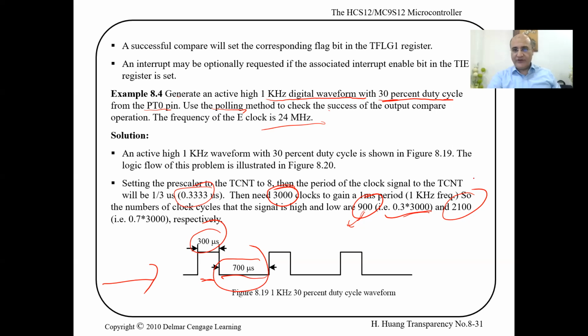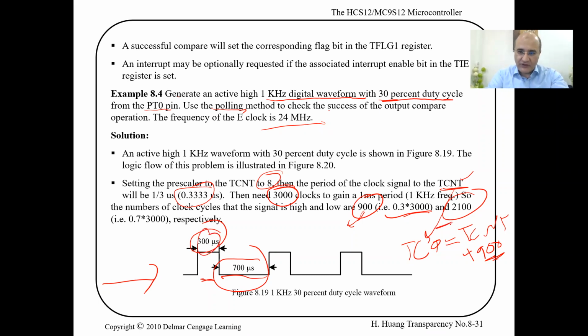Now we need to configure the TCNT clock prescaler. Then we need to say, go get the TCNT timer value, copy it to the TC0 plus 900. This will keep counting. The TCNT will keep counting 900 times. A match will happen after 300 microseconds.